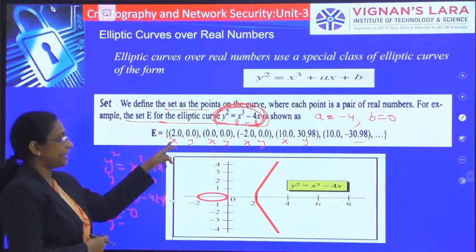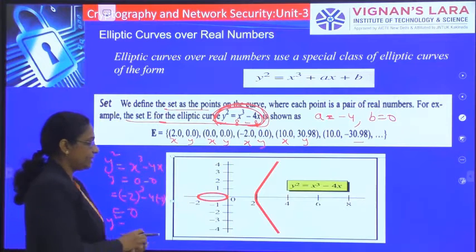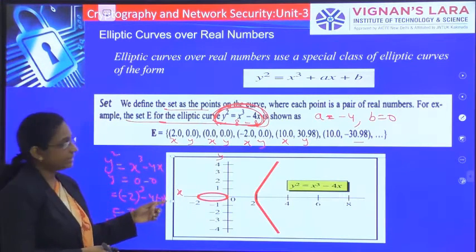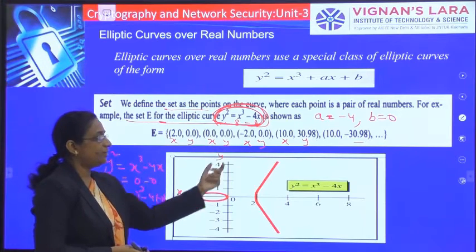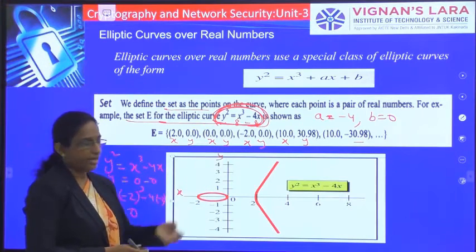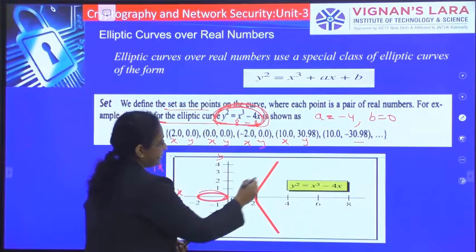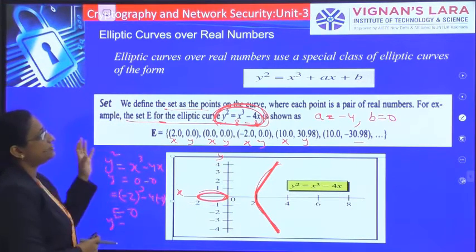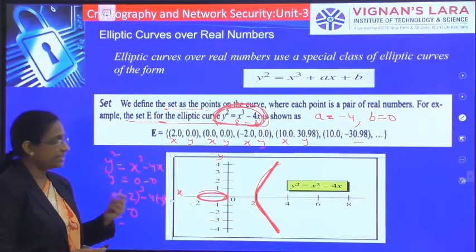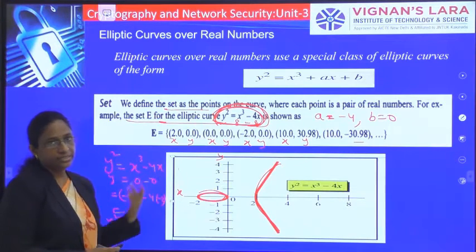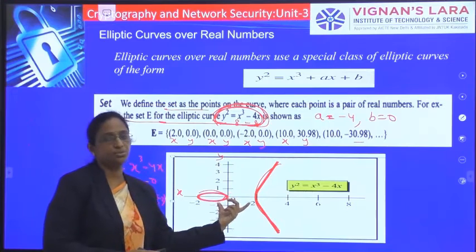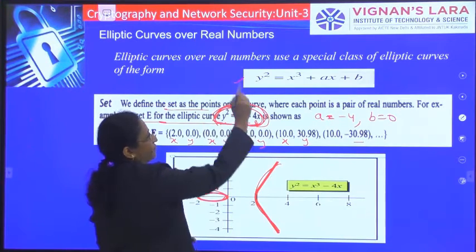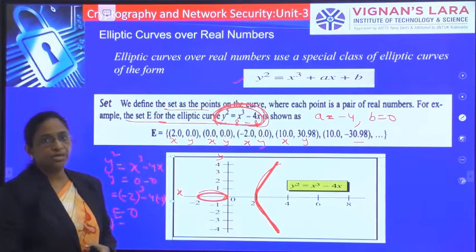This is like your x values and this is like your y values. If you plot these values, you will be getting the curves. These are said to be elliptic curves, elliptic curves over real numbers. For getting these curves, we have to take an equation of this form.